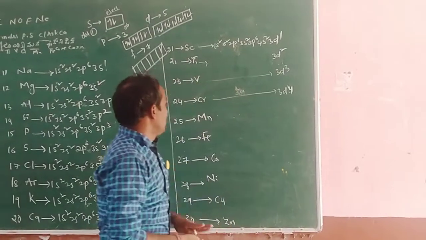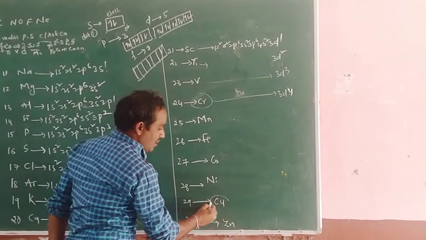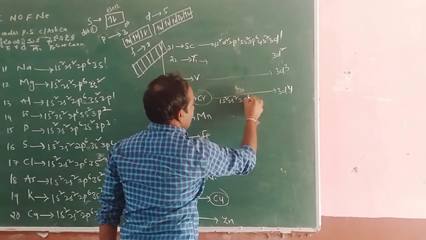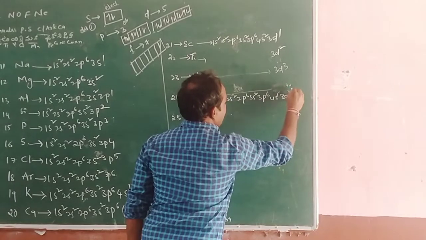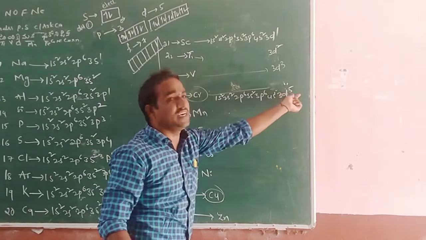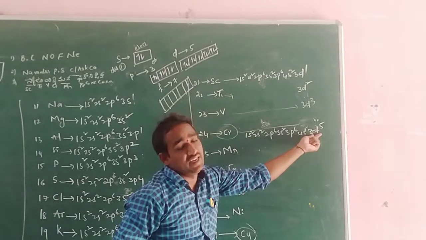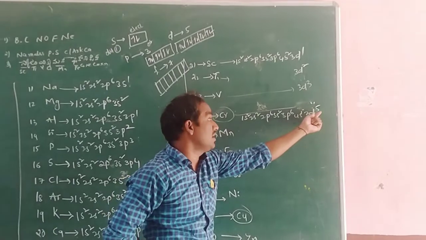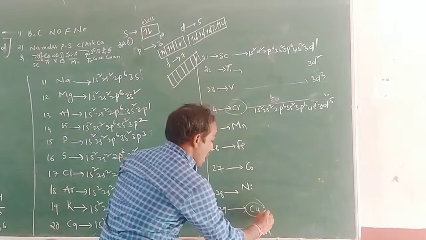In these 1 to 30 elements, chromium and copper have a special property. What is the property? For chromium, it is 1s2, 2s2, 2p6, 3s2, 3p6, 4s1, 3d5, because one electron is shifted to the 3d orbitals. Here we apply Hund's rule, the half-filling rule. The maximum number of electrons in d is 10, but here it is half-filled.